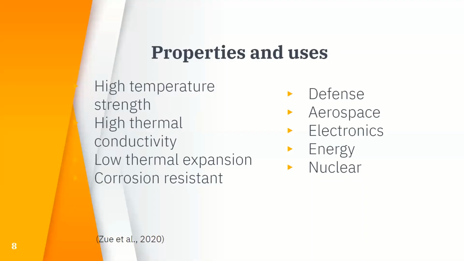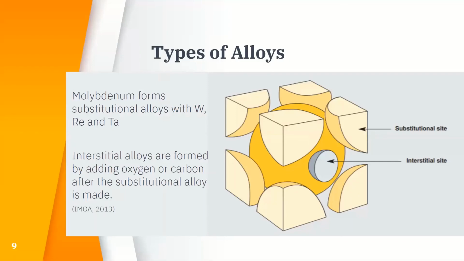Moly's properties of high melting point, low thermal expansion, and resistance to corrosion have made it an ideal material for alloys that are used in areas that will meet extreme conditions. For example, the nuclear power plant and the aerospace industry and defense. Now, Moly will form substitutional alloys with other transition metals such as tungsten, rhenium, and tantalum because they have similar properties. And some interstitial alloys are also made by inserting carbon and oxygen into the spaces created in the substitution alloys that will further strengthen the material.